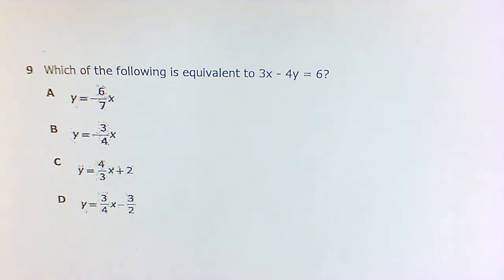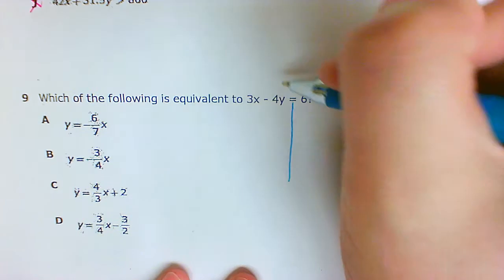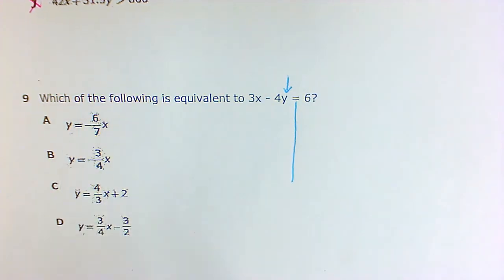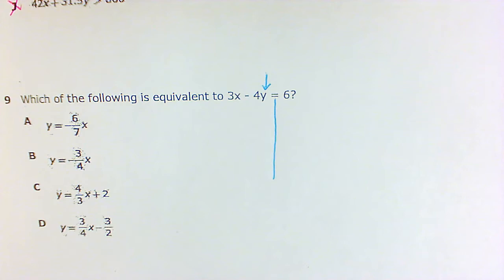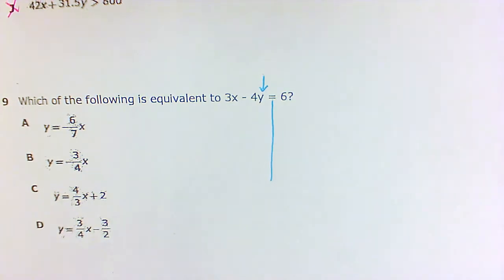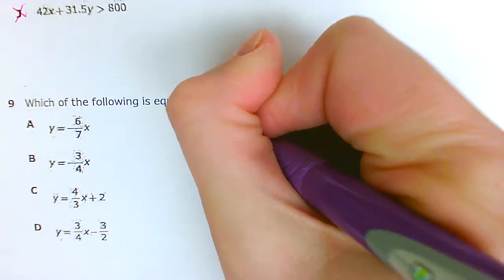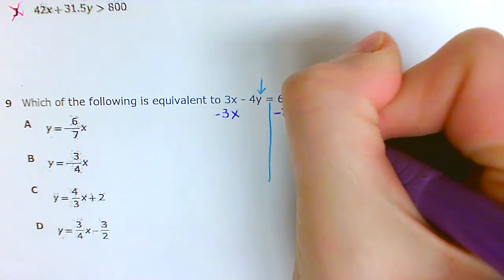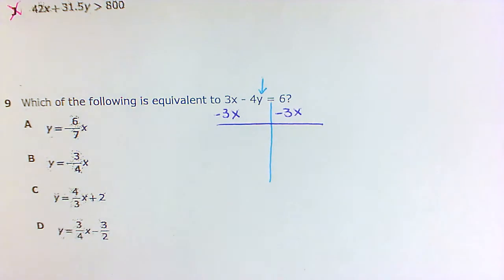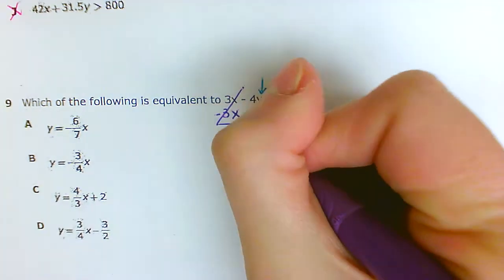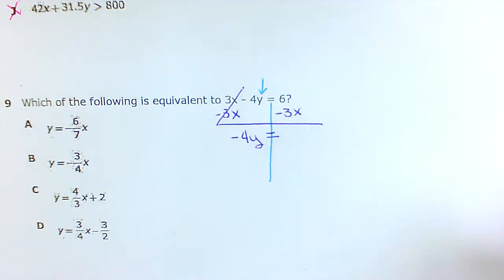Number 9. Which of the following is equivalent to this equation? All right. If you look at all of your answer choices, every single one of them has the y by itself. So let's solve this equation so that we have y by itself. First thing, when you're trying to get y alone, you move the thing that is not attached to it. It was a positive 3x, so we've got to do the opposite and subtract it. That works because 3x minus 3x is 0, so now the only thing on that side is negative 4x.